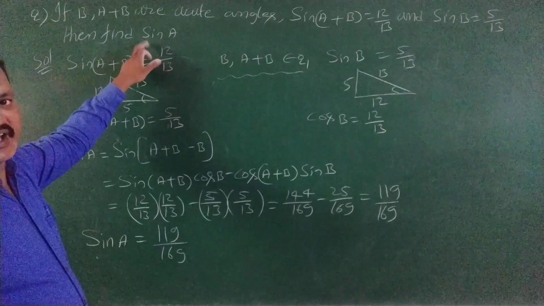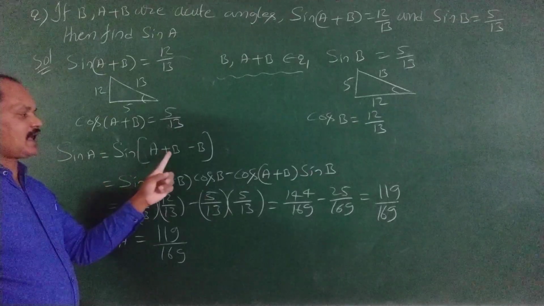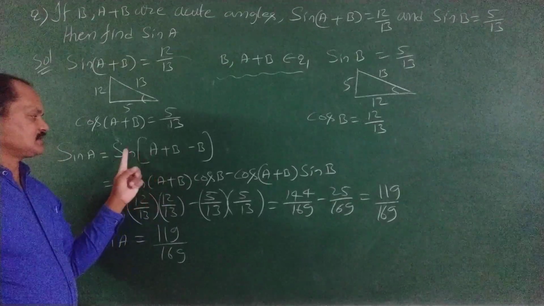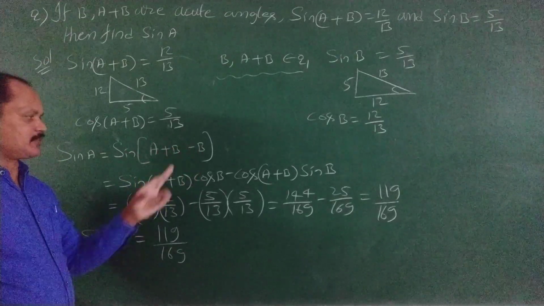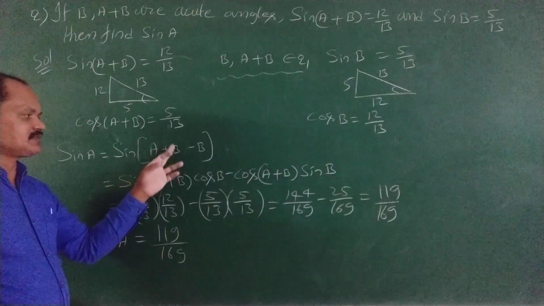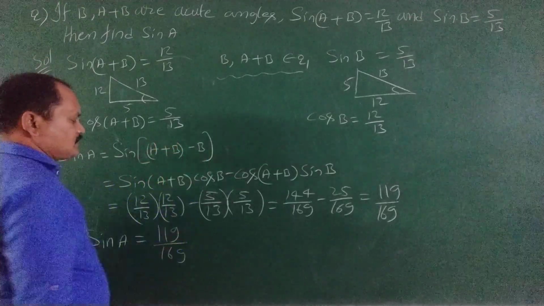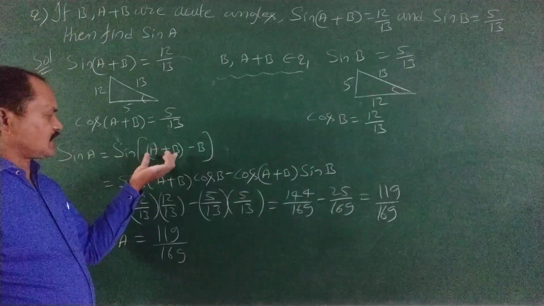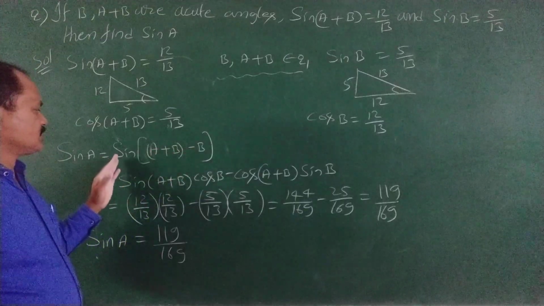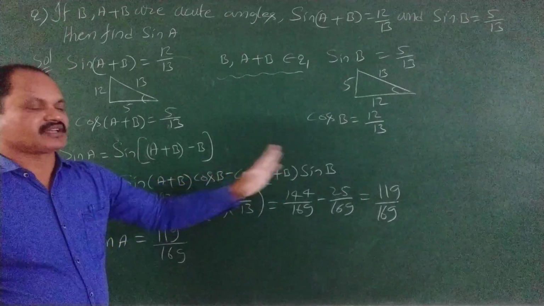Now we require sin A. So sin A is equal to, for this A, add B and subtract B. That's why sin of (A+B-B). B gets cancelled, then sin A can be written as sin of (A+B-B). So this is taken as one bracket, this is one unit. Then this is in the form of sin(A-B). This A+B is taken as A, and this is B. Sin(A-B) is nothing but sin A cos B minus cos A sin B.